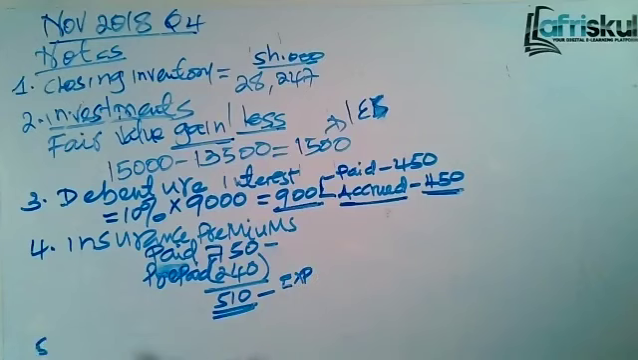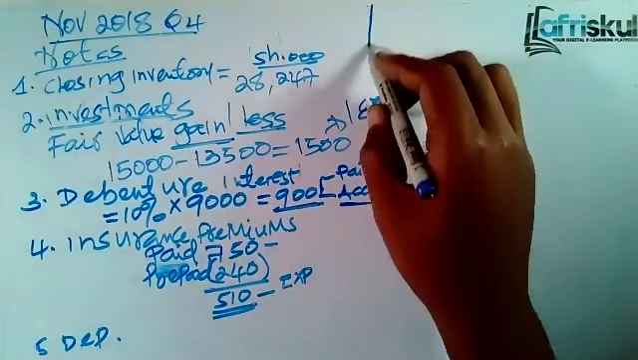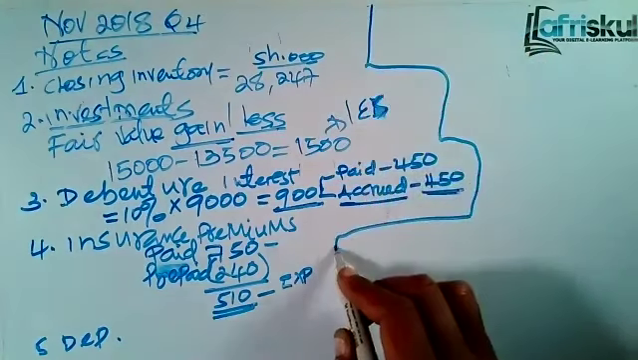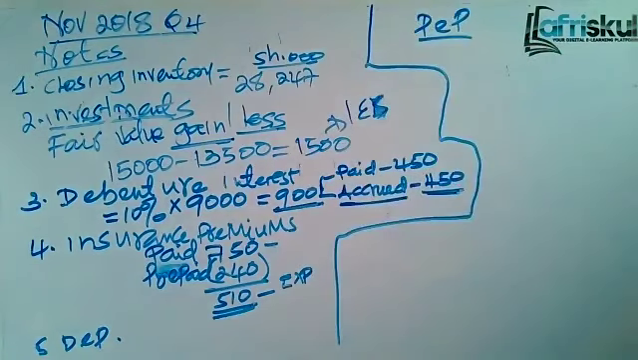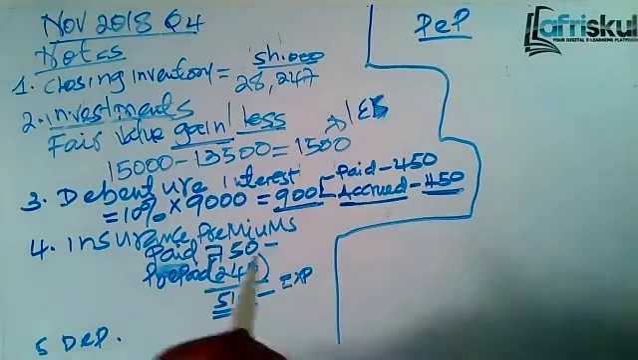Now, number 5 is on the depreciation. So when you check on the depreciation there, we've been given the first value, the first value that is on the plant and machinery at 10% per annum on cost.